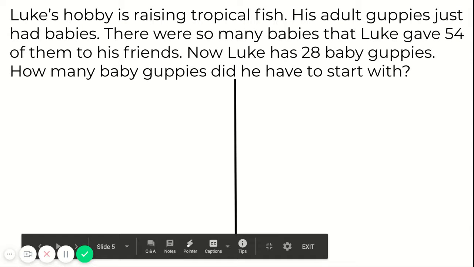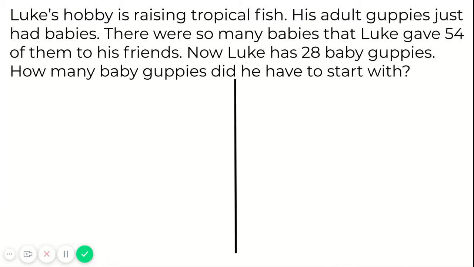Luke's hobby is raising tropical fish. His adult guppies just had babies. There were so many babies that Luke gave 54 of them to his friends. Now Luke has 28 baby guppies. How many baby guppies did he have to start with?